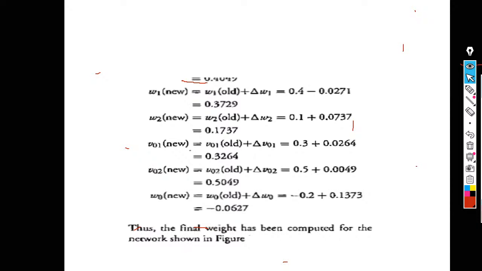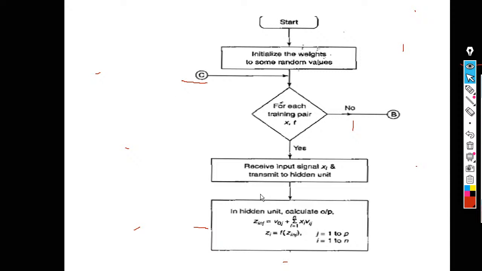But this completes one iteration, and this is how we calculate the change in weights of W and then V, and then finally we can update the final weights. So let's see the flow chart. If you see the flow chart, now we have solved two problems. Now it becomes very easy to analyze the flow chart.